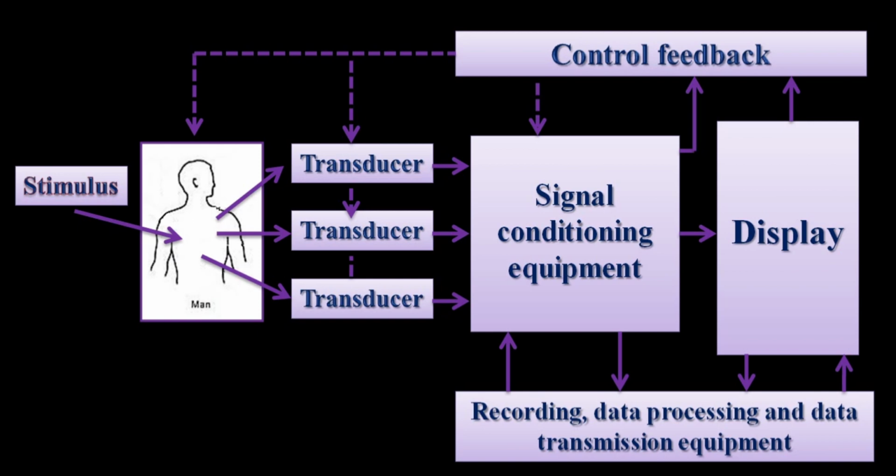The stimulus may be visual, for example a flash of light, auditory, or direct electrical stimulation of some part of the nervous system. In general, a transducer is defined as a device capable of converting one form of energy or signal to another.